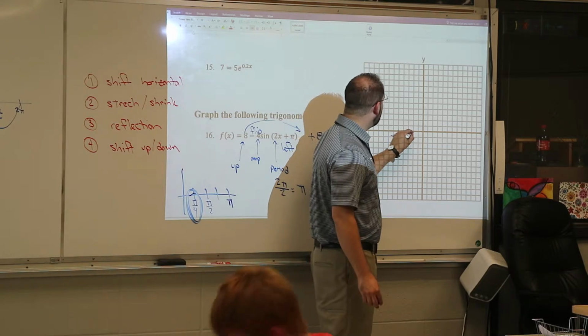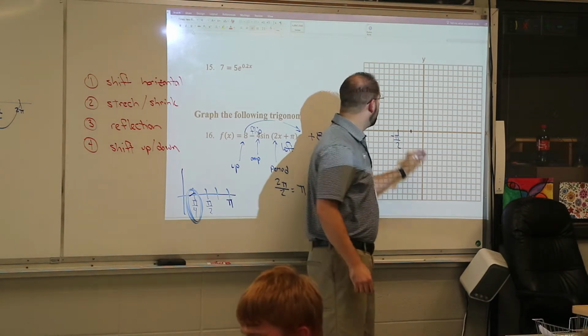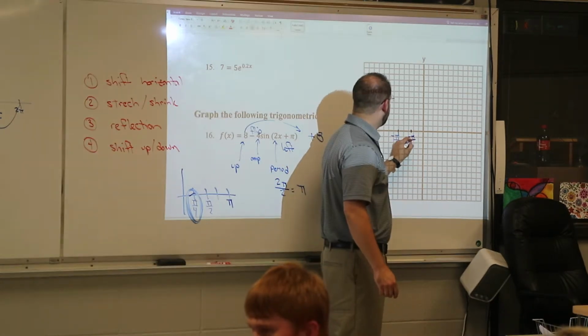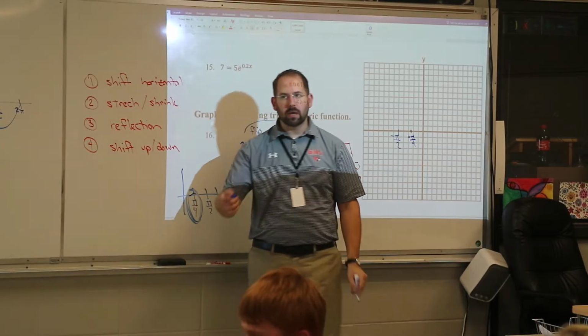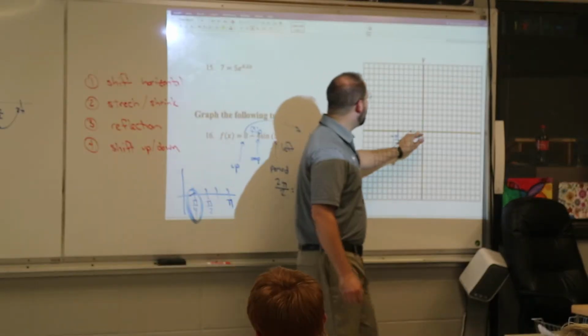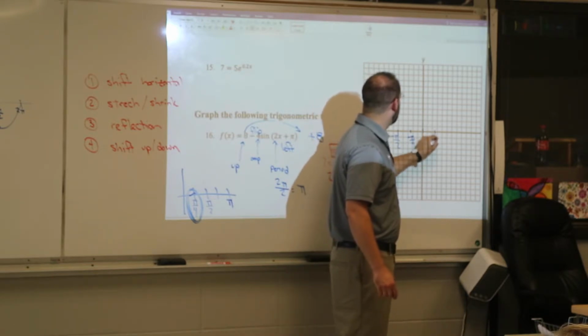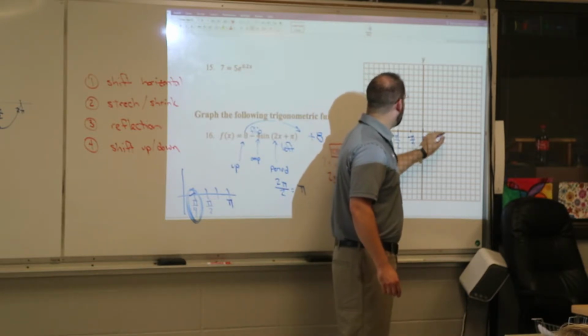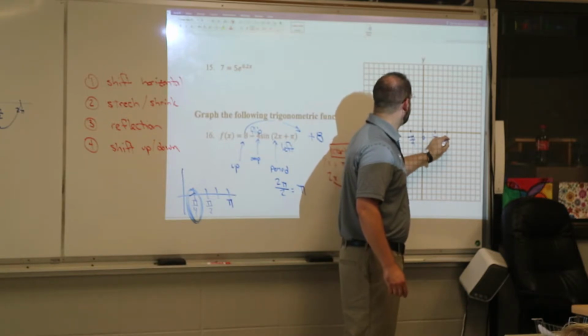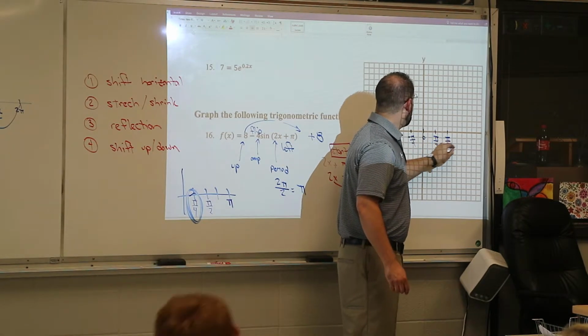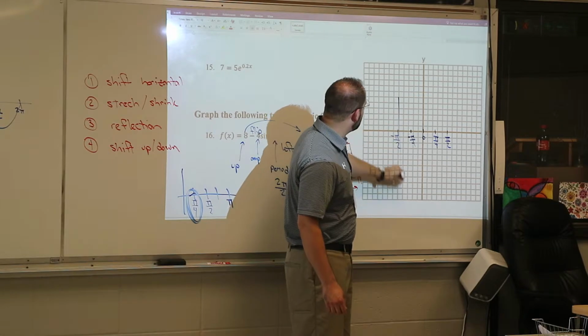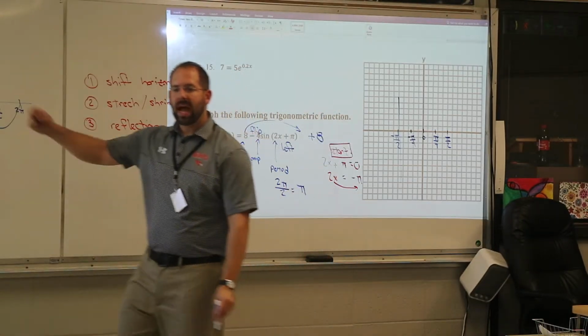If I go over pi over 4, this will be negative pi over 4. If I add it again, I'll be at 0. Add it again, I'll be at pi over 4. Add it again, I'll be at pi over 2. I usually go wherever my starting point is, and I always go 4 hash marks to the right of it.